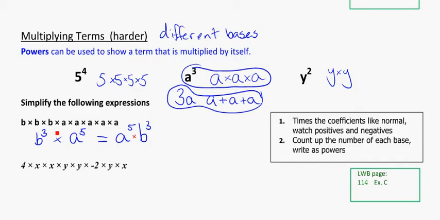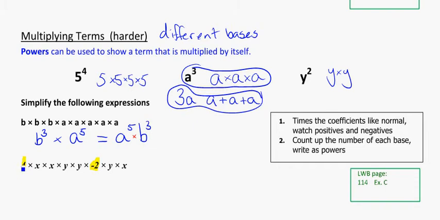So in that first example, there were no coefficients, there were no big numbers in front, so we literally just counted up how many b's, and that became the power. So 3 b's times together becomes b to the power of 3, and 5 a's becomes a to the power of 5. In the next example, it's a little bit trickier because we've got both numbers, or coefficients, and the variables, or the letters, in there.